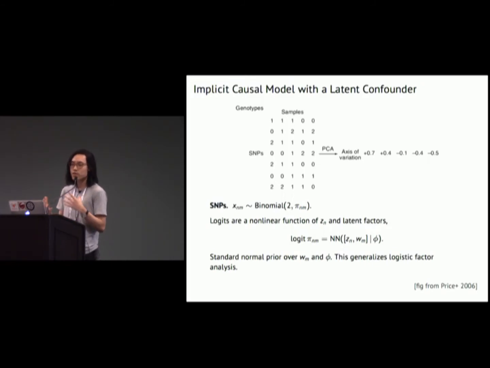We're saying that instead of an inner product of some low-dimensional latent factors in Z sub n, we're going to just apply a neural net to this thing. And then we're going to posit standard normal priors over W sub m, the latent factors, and our parameters to the neural net. And this generalizes logistic factor analysis, if you're familiar with that model.